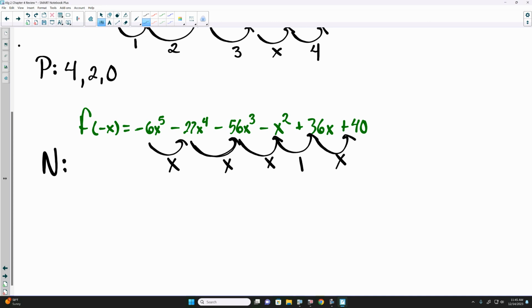So the number of negatives that we can have is 1, or less than it by an even amount. Well, if we try to take 2 away from 1, we get negative 1. So the only possible solutions that we have for this here is 1 negative.